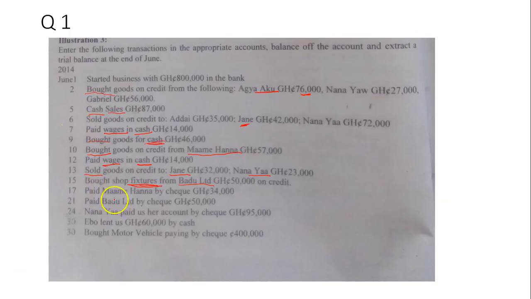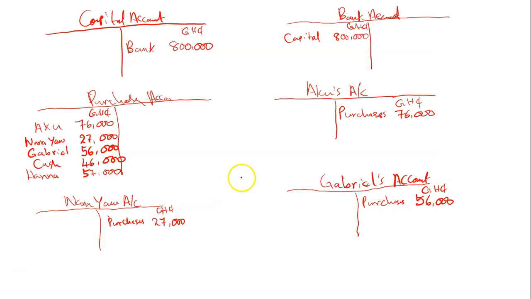That's on 17th, paid Hannah by check, 34,000 Ghana cedis. Now when you pay Hannah by check, 34,000 Ghana cedis, it means that since you are paying, your check is used in the bank. So your bank account is reducing by 34,000 and Hannah's account is increasing by 34,000. So for that matter, we credit your bank account because your bank is reducing by 34,000. So let's credit bank account 34,000 in the name of Hannah, 34,000 Ghana cedis.